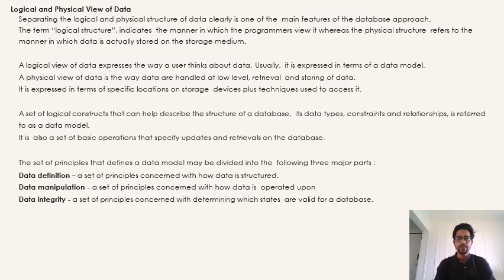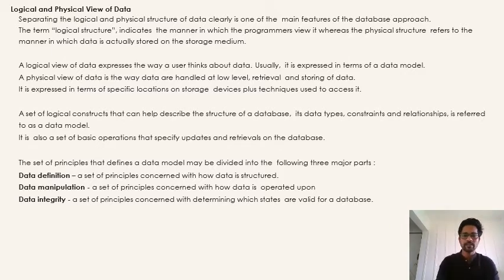the views of data. We have two views. As far as the database approach is concerned, we have two things: one is called the logical and another is the physical view of data. Separating the logical and physical structure of data is one of the main features of the database approach. We are going to be dividing which kind of data we assume to be a logical one and which is physical one.